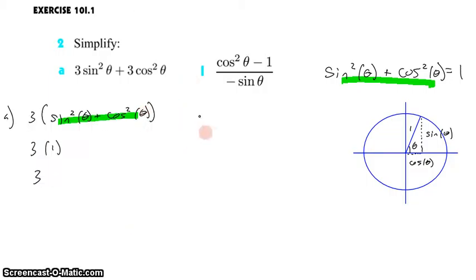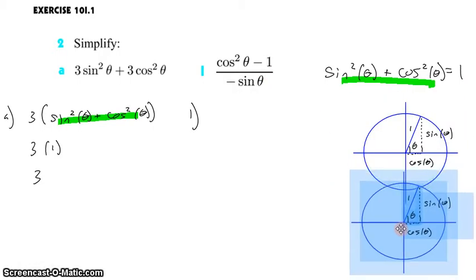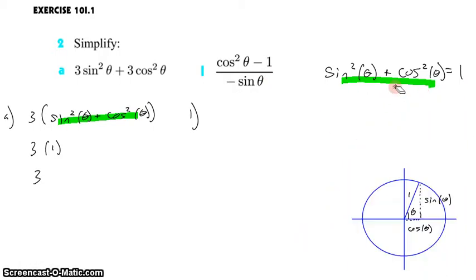Let's take a look at part L. Here I have cosine squared take 1. That is a manipulation of the relationship here. If I subtract 1 to the other side, subtract sine squared to the other side, I'll have cosine squared take 1 is equal to negative sine squared of theta. So bring the 1 across, bring sine squared across.